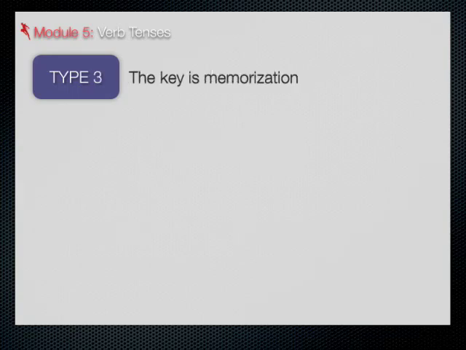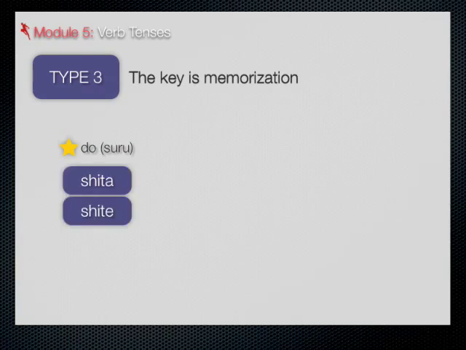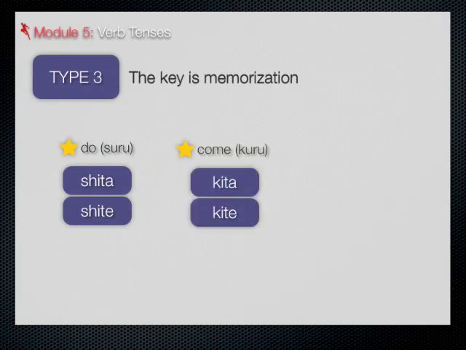Now all we're left with is type 3 verbs. And the key to type 3 verbs last module was memorization, and it's the same here because there's so few exceptions that it's just easier to remember them than it is to make a rule for them. So let's look at the first one, do, which is suru. The ta form is shita, and the te form is shite. And now looking at come, which is kuru, the ta form is kita, and the te form is kite.